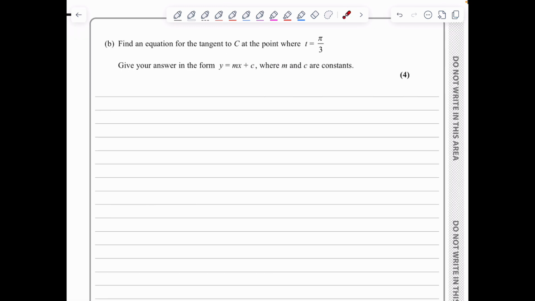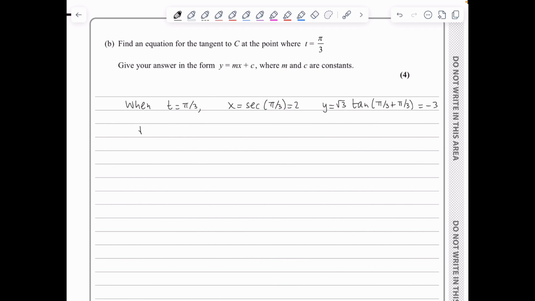In part B, we need to find an equation for the tangent to C at the point where t is pi over 3, and we need to give our answer in the form y equals mx plus c. So I will start by finding the x and y coordinates. So when t is equal to pi over 3, then x is simply sec of pi over 3, which is equal to 2, while y is root 3 tan of (pi over 3 plus pi over 3), which gives an answer of negative 3.